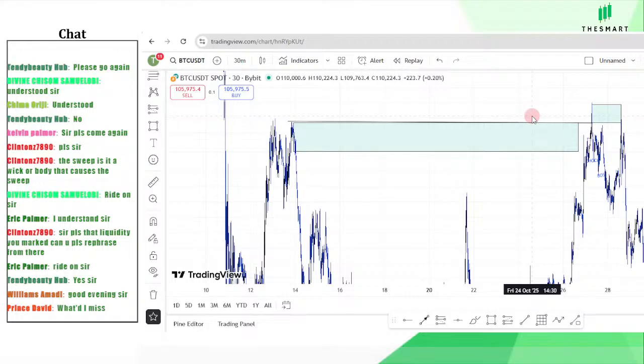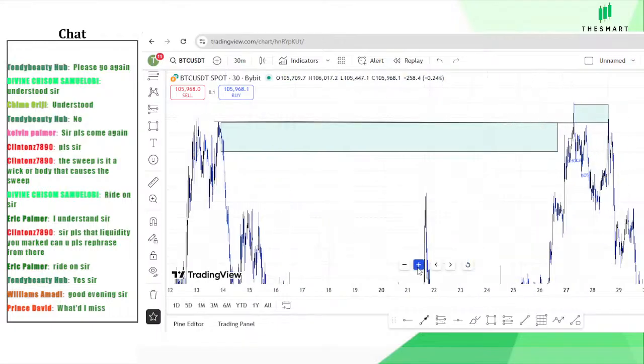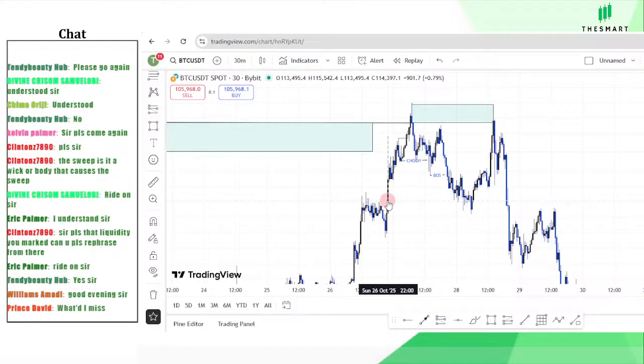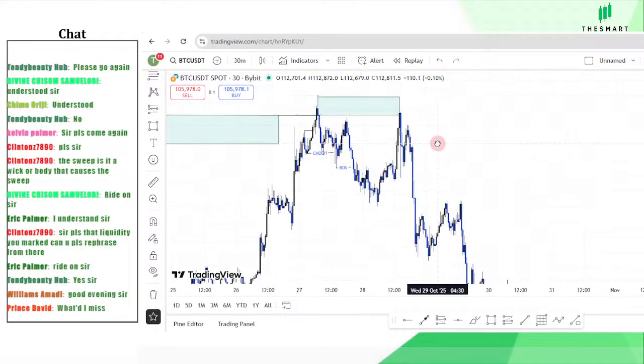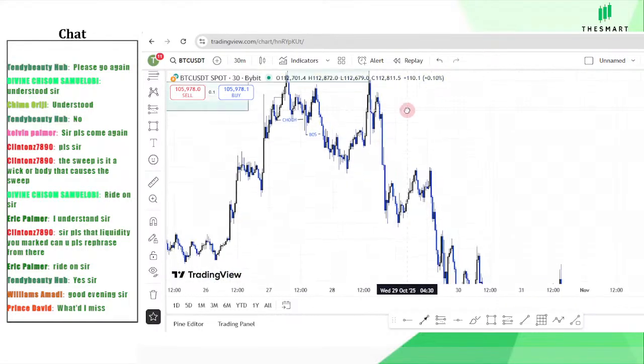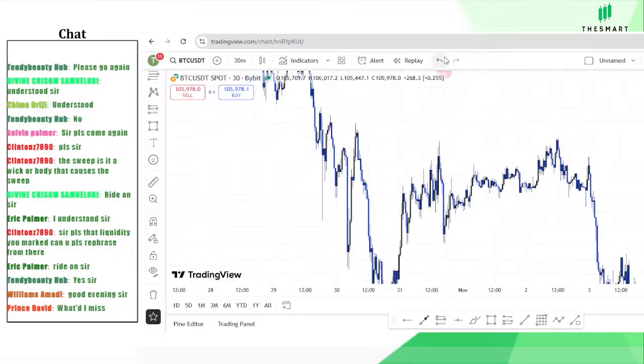So a lot of times you need to be ahead of the market. You need to think very smart. You have to be very, very logical in your thinking. So that's another example, this is the second example here on BTC, to trade a liquidity sweep properly. Now let's look at something.